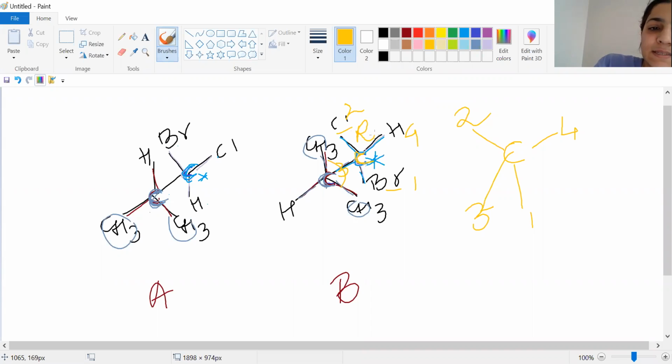And look at this now. Number 4, 1, 2, and 3. Again, we can just look at the 4 bonds in this fashion because this part is coming out in the front.